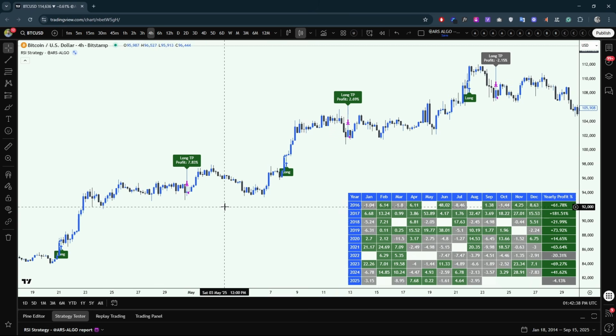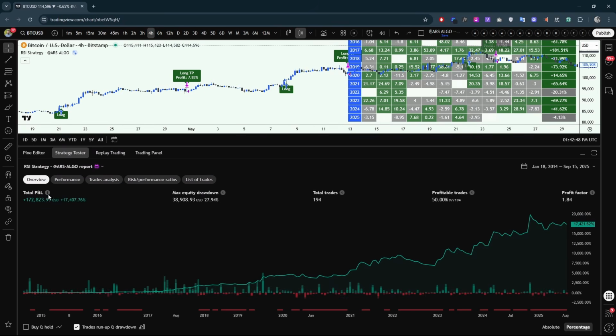Now let's see how it works on BTC. On BTC, the yearly profit is also very good, almost every year in profit. In the strategy tester, we can see 17,000x profit, and the drawdown is also very low, not too much. So on the 4 hour time frame, this is the best for the BTCUSD chart.